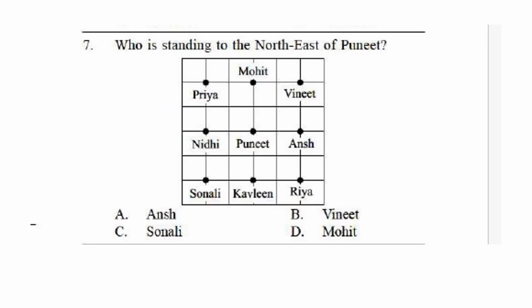Question number 7. Who is standing to the northeast of Puneet? Here is Puneet. If we see the compass rose, we can see that the direction of northeast is here. So Vineet is standing to the northeast of Puneet. Answer is option B.